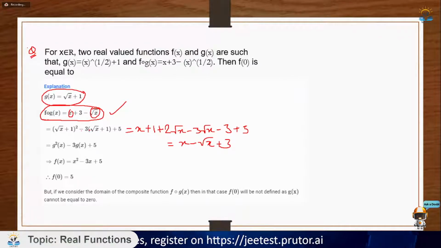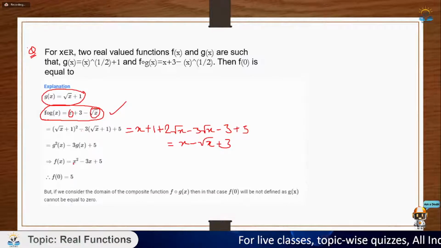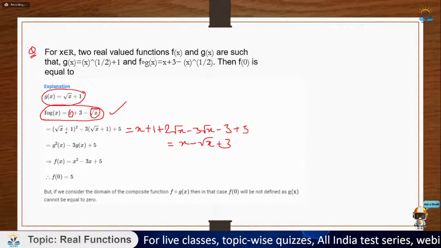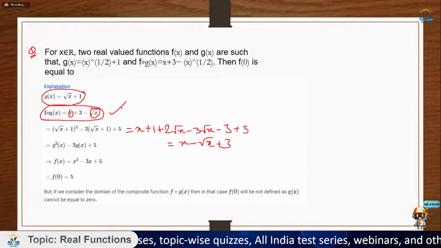Why? Because we want to make it in the form of g(x), so that we can substitute the value of g(x) here. If we have written it in this form, then you can write it here as g(x) square minus 3 times g(x) plus 5. So from here you can see that your f(x) is equal to x square minus 3x plus 5. And for f of g(x), you have just replaced x with g(x). That's why you got this. And from here you put the value of g(x), then you will get this. And substituting and solving this thing, you will get this only.